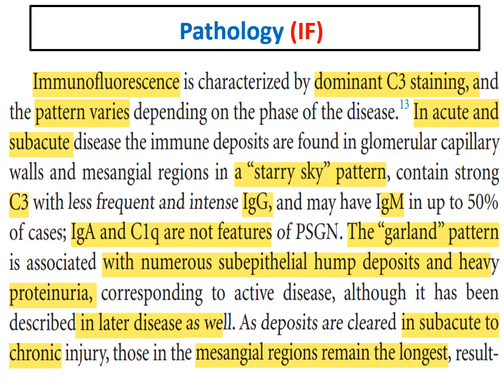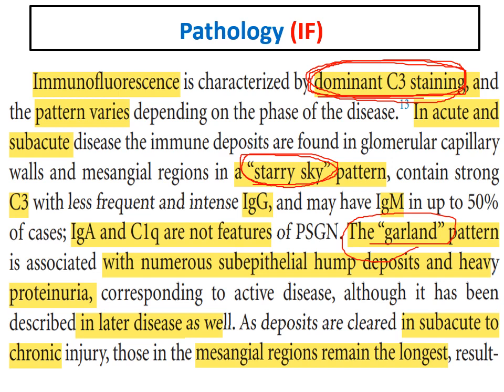What about the immune fluorescence? Immune fluorescence is characterized by dominant C3 staining. This is the most important: dominant C3 with different patterns. We have the starry sky pattern, and we have the garland pattern. Garland is in Arabic iklil, tag, iklil. And we have the mesangial pattern.